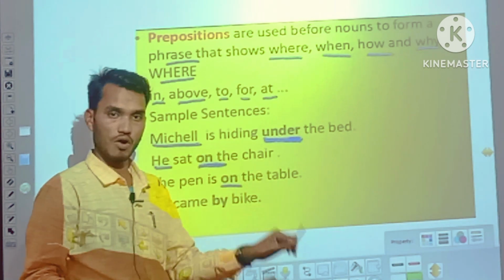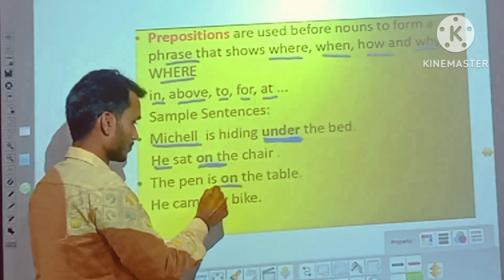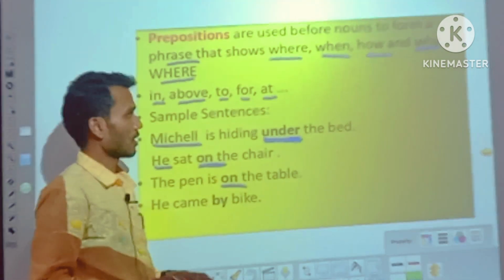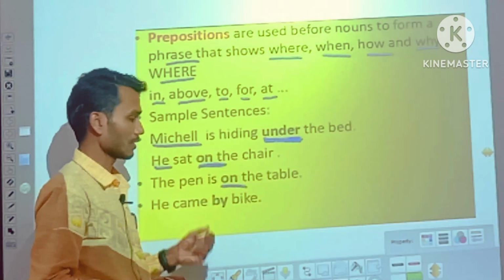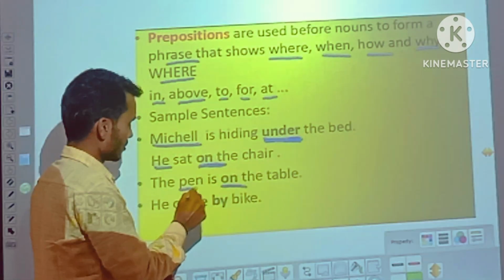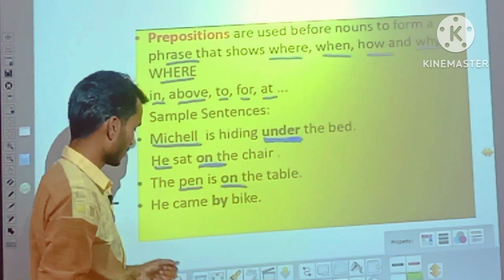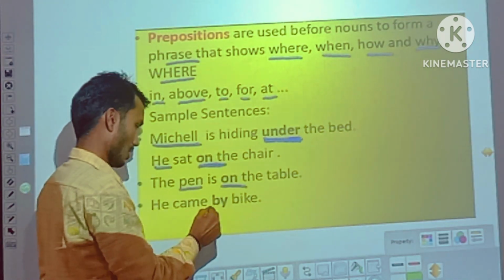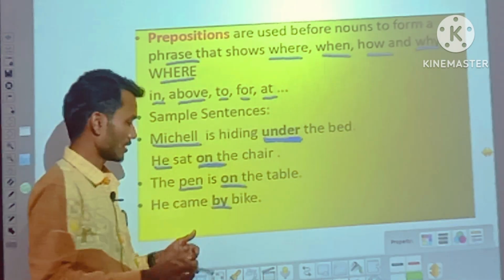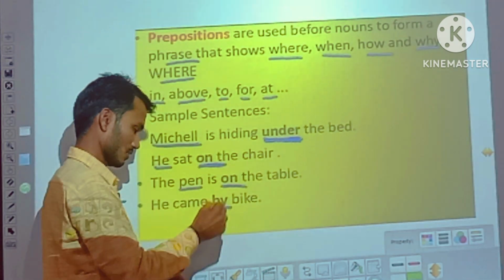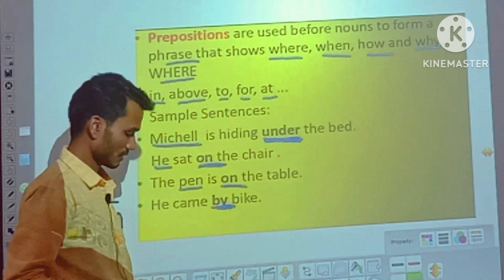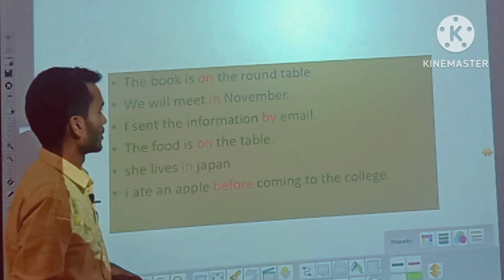The pen is on the table. Here, on is a preposition which tells the place of a subject, right? Then, he came by bus. How did he come? He came by bus, right? Here, by is a preposition, right?